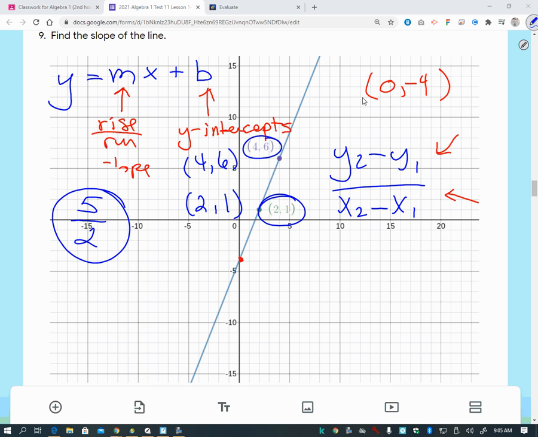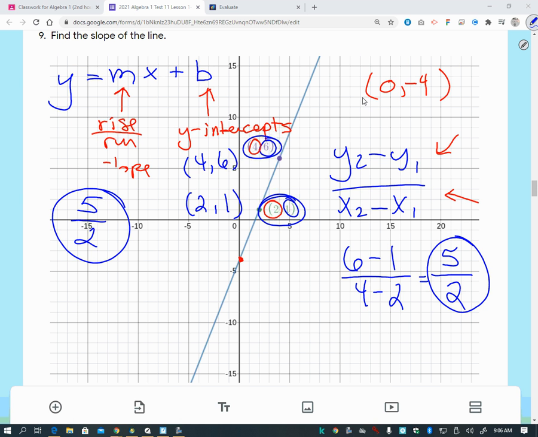What we could also say is y1 minus y2. If I did y1 minus y2, that would be 6 minus 1, right? 6 minus 1, okay, over 4 minus 2. y1 minus y2. What is 6 minus 1? Okay, what's 4 minus 2? Do I still get 5 halves?